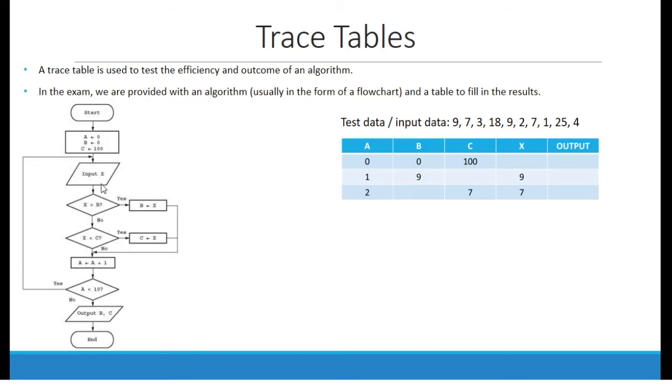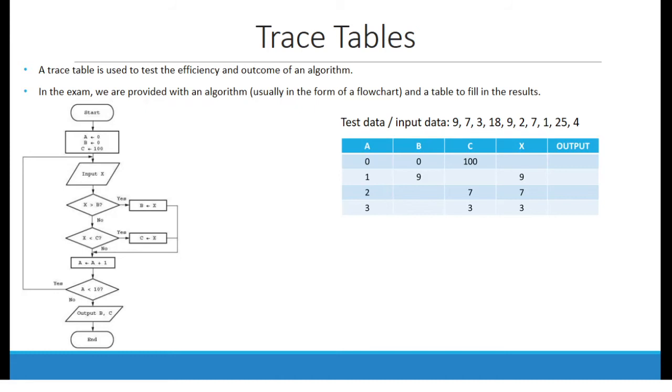Next, is 3 greater than b? Nope, since 9 is greater than 3. Is x smaller than c? Yes, since 3 is smaller than 7. So we assign c as 3. We can see a pattern here that a is incremented by 1 every time the cycle repeats, and the program stops when a is greater than or equal to 10.